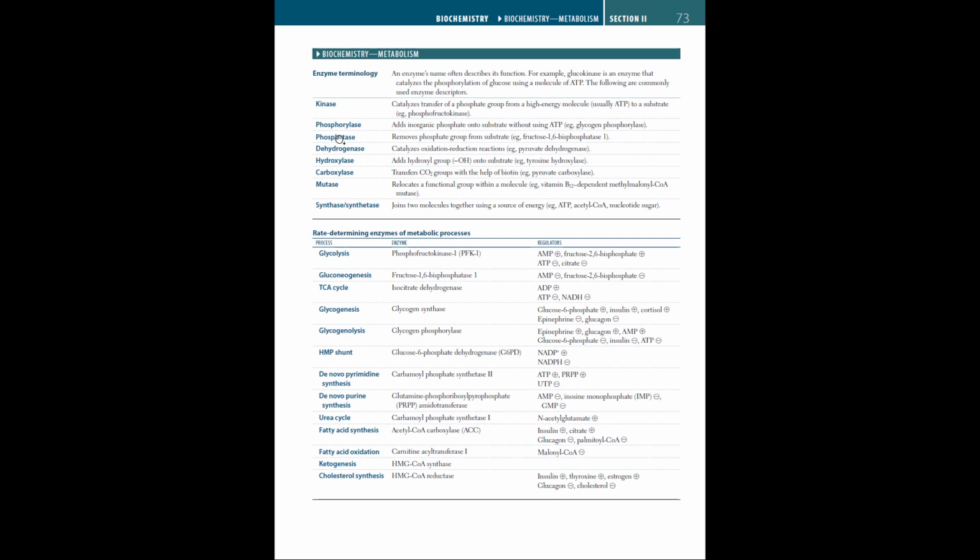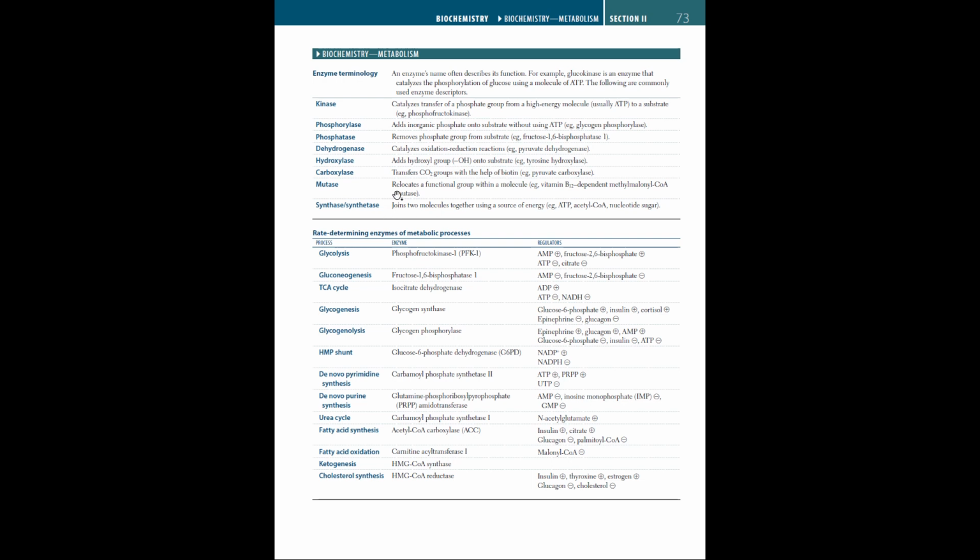phosphofructokinase. Phosphorylase adds an organic phosphate onto substrate without using ATP. So glycogen phosphorylase adds phosphate without using ATP. Phosphatase removes phosphate group from substrate. Dehydrogenase catalyzes oxidation reduction reactions. Hydroxylase adds hydroxyl group OH onto the substrate, for example tyrosine hydroxylase. Carboxylase transfers CO2 groups with the help of biotin. So, for example, an enzyme is pyruvate carboxylase.